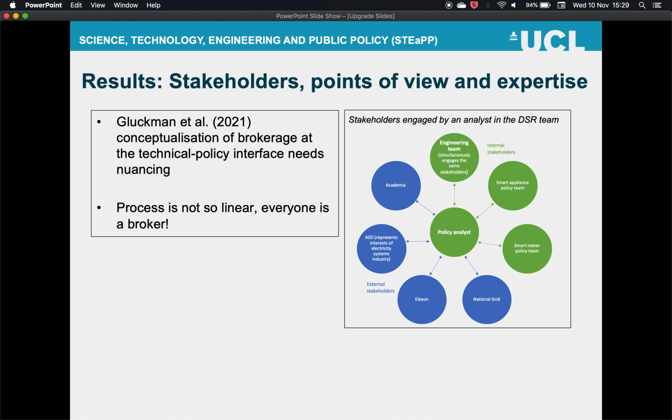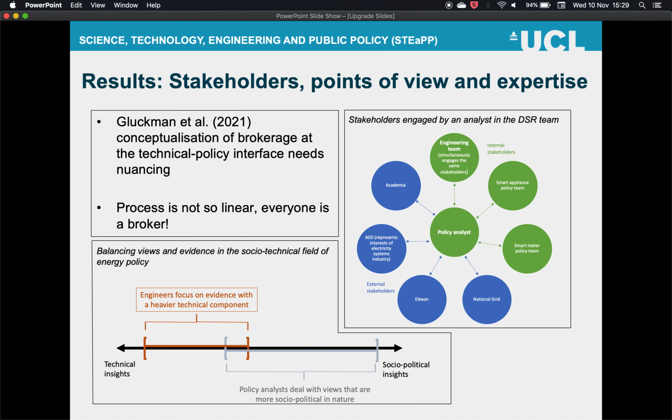The thing with engineers and policy analysts is that they don't necessarily engage with the same type of evidence, despite engaging with very similar stakeholders. So the engineers will focus on evidence with a heavier technical component, whereas the policy analysts will deal with views that are more sociopolitical in nature. This is a byproduct of operating at a socio-technical interface.